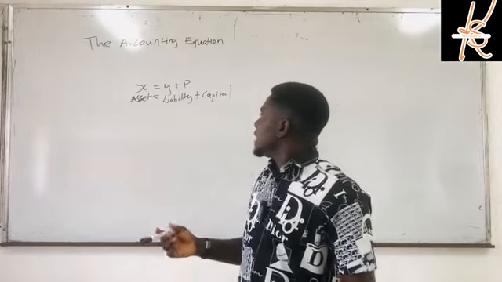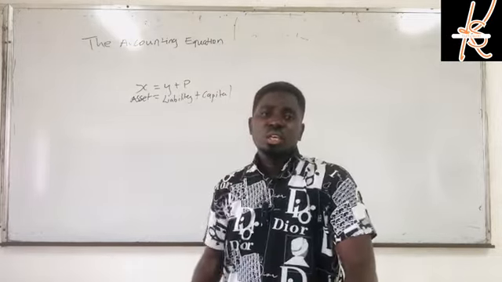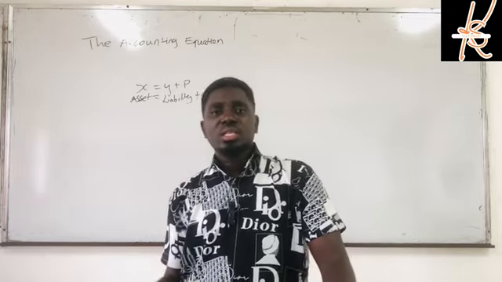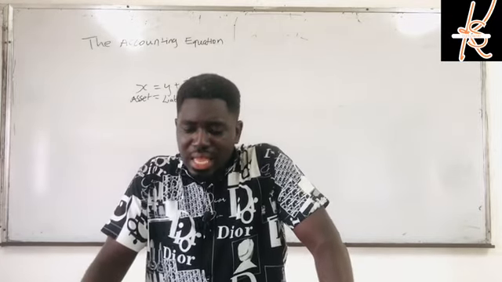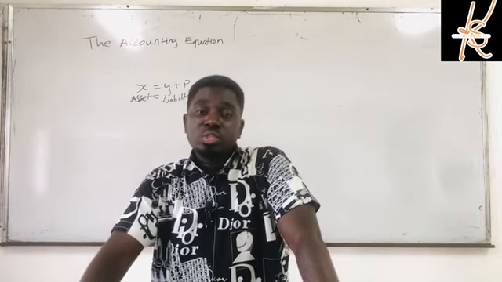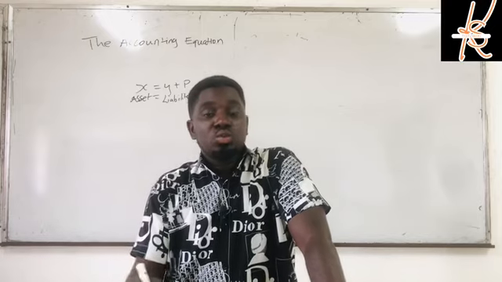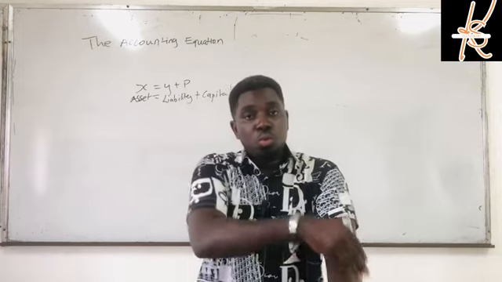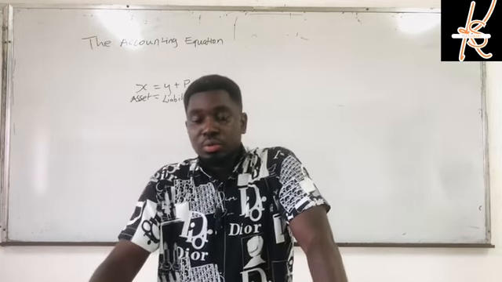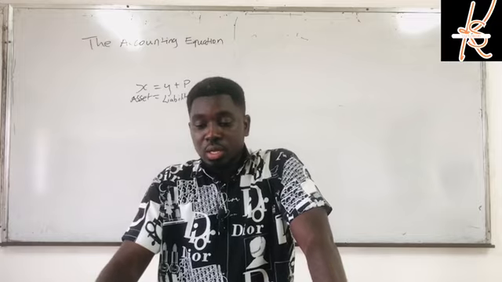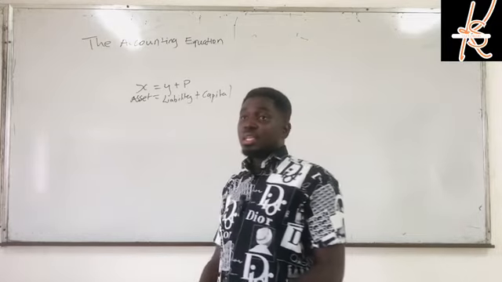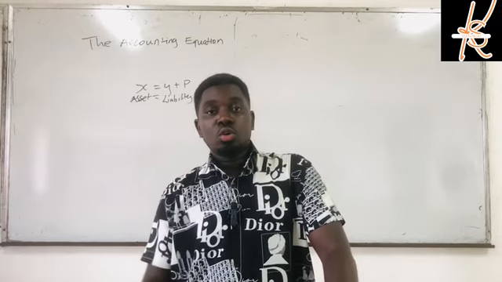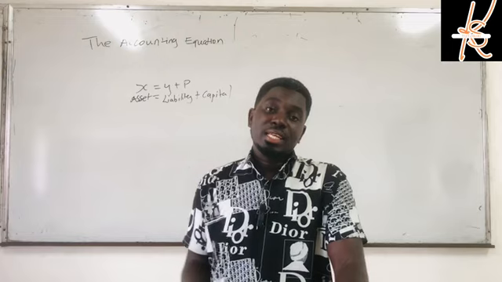Okay, so let's explain the terms of the equation. You might be wondering what an asset is, what a liability is, what a capital is. Our assets are economic resources owned by a company that also give economic benefits. Anything in the company that is owned by the company and can give economic benefit is an asset.